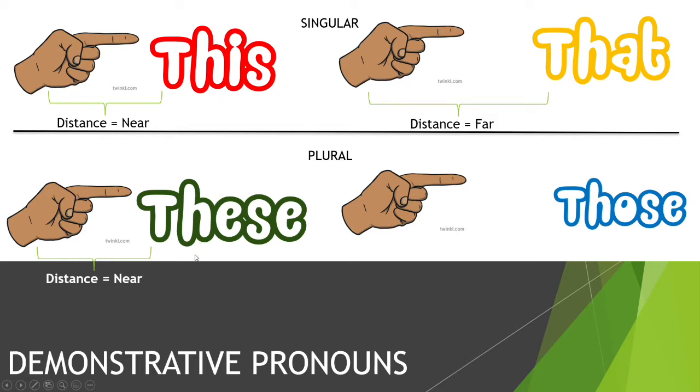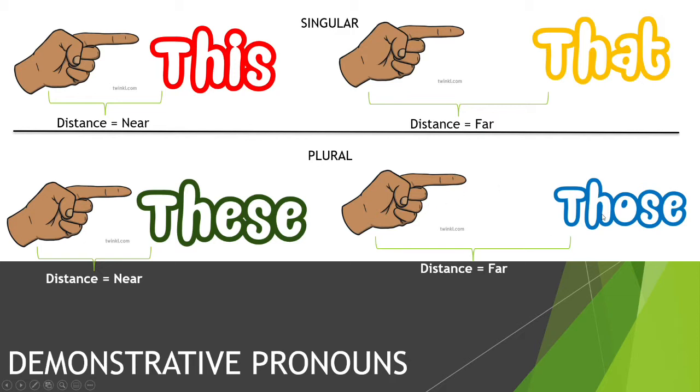For this one, it is these books are mine. Buku-buku ini saya punya. And the distance is near. The person talking or showing is near to the object. For this one, those, the distance is far. Just now, that book is mine. Satu sahaja buku. For this one, those books are mine. Buku-buku itu saya yang punya.